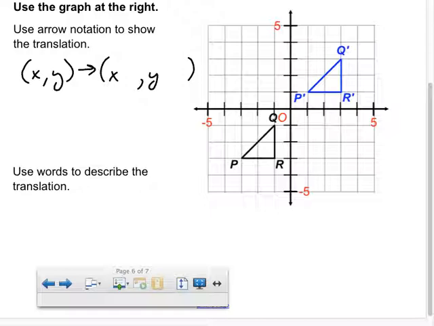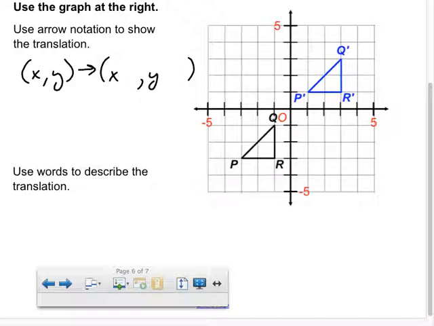Do you guys remember the strategy? Pick a point. We're not going to pick a prime point because that's where you want to end up. We want to pick out where we start. So we're going to pick a point that has no prime. So P, Q, or R. So which one do y'all want to pick? Q. I heard Q. I like Q.